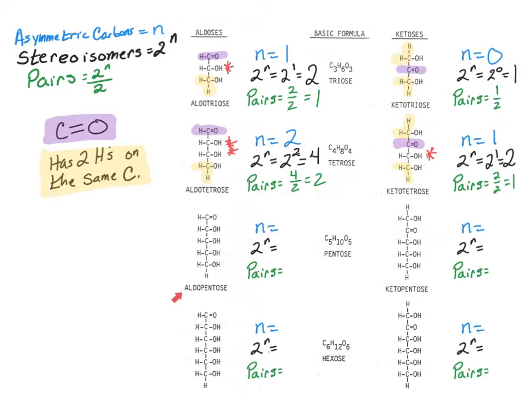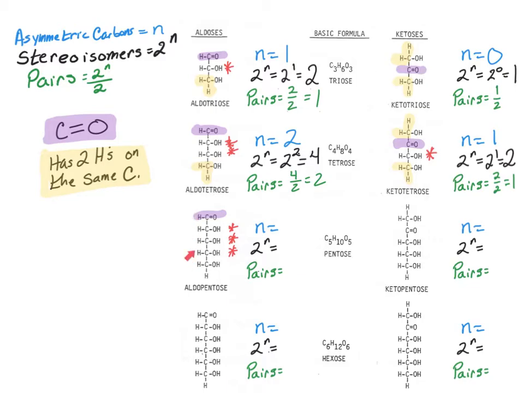Now let's try the aldopentose. For the aldopentose, we're going to mark the asymmetric carbons. The top one is not because it has 2 bonds to oxygen. The next one is. The next one is asymmetric, and the next one is asymmetric. All of them have an H and an OH. And going up from the end, we're going to see that there's an aldehyde.